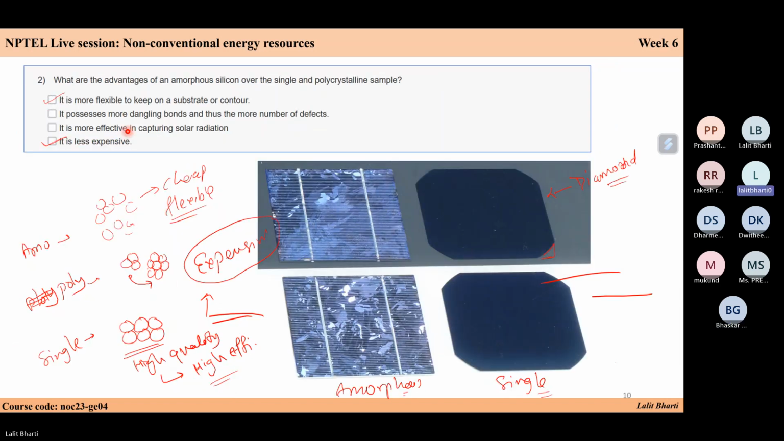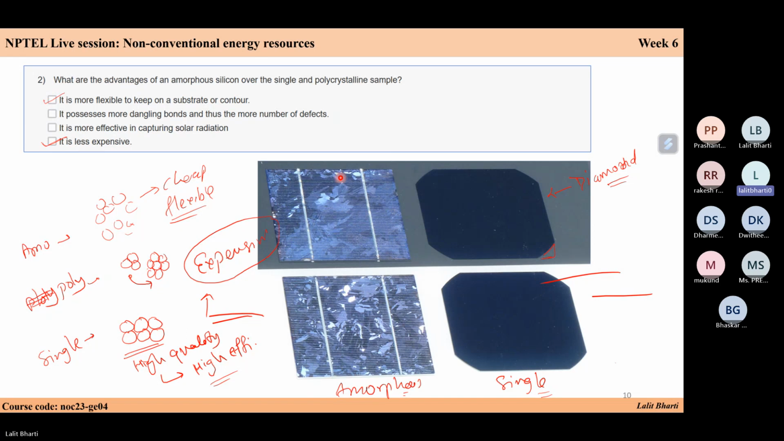Then the question was on the comparison of amorphous, single crystalline and polycrystalline. In last class we already saw what is single crystalline, which is having very long range ordering. Amorphous is having random kind of ordering, and polycrystalline is between both of them. This is showing the amorphous, this is single crystalline. Our amorphous is more flexible, you can see here. So that is why option one is correct.